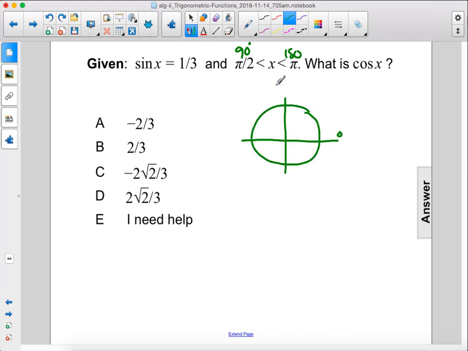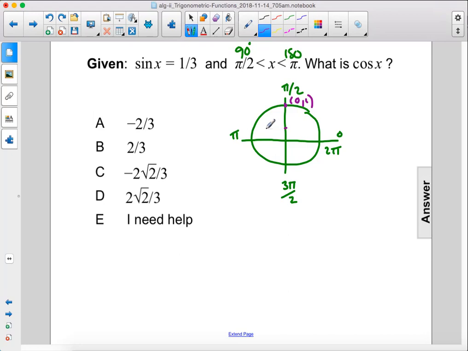so we have 0, pi over 2, pi, 3 pi over 2, and this is 90 degrees, 180 degrees, 270 degrees, and then 2 pi is the full circle of 360 degrees. Sine is 1/3. We know we're going to be in this quadrant here between pi over 2 and pi. So sine is 1/3. We know that this point is at 0, 1. This length is 1. Therefore, our sine value is going to be 1/3.